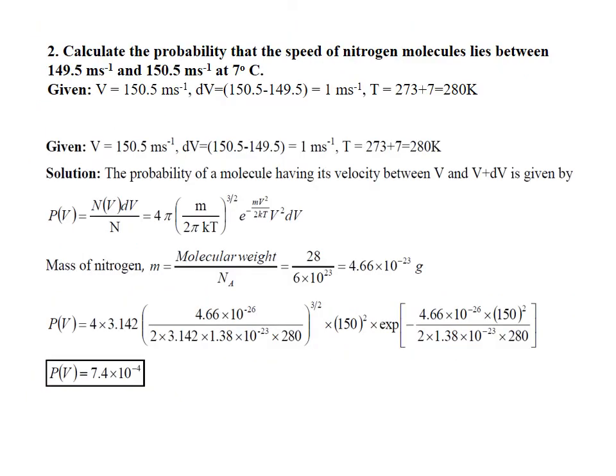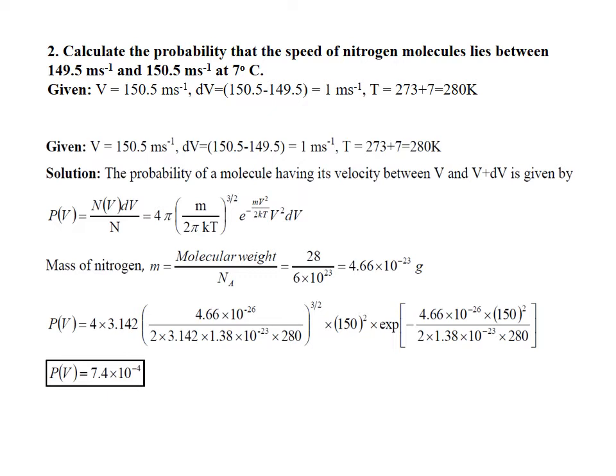The problem 2: calculate the probability that the speed of nitrogen molecules lies between 149.5 meter per second and 150.5 meter per second at 7 degrees centigrade. So here the final velocity is 150.5 meter per second and the change in the velocity is 1 meter per second, and now the temperature is converted into Kelvin, so hence it is 280 Kelvin.